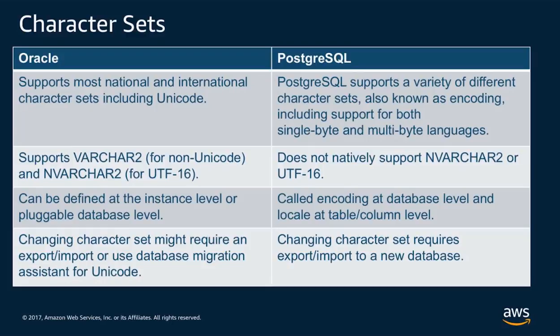And when it comes to base character sets in itself, Postgres supports a variety of different character sets. It's really called database encoding in Postgres, and it's got support for both single byte and multi-byte languages. In Oracle, the way it works is you define the character set at the instance level or at the pluggable database level, while in Postgres, you can choose the encoding at database level, but you can also dynamically control the encoding. It's called the locale at the table or column level in itself.